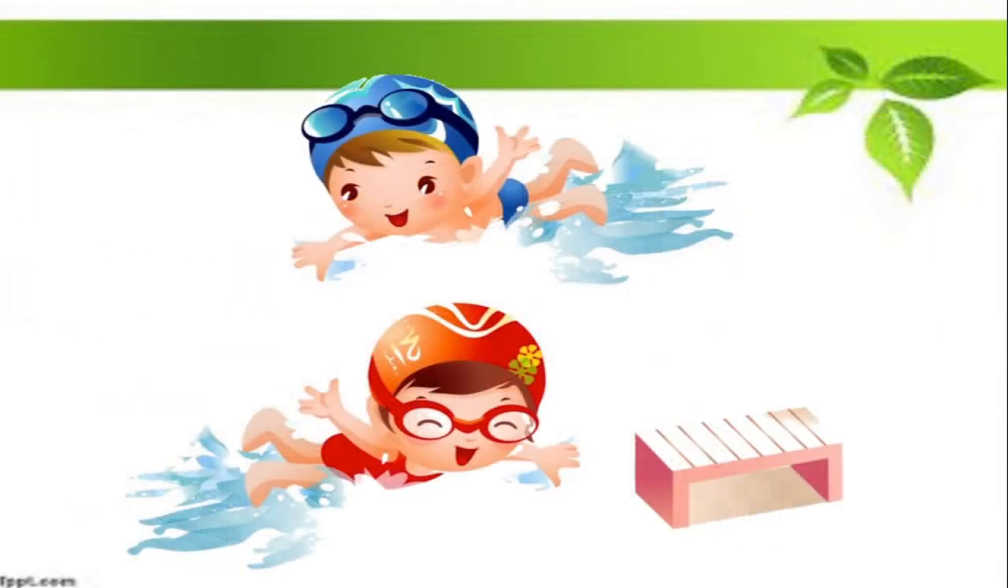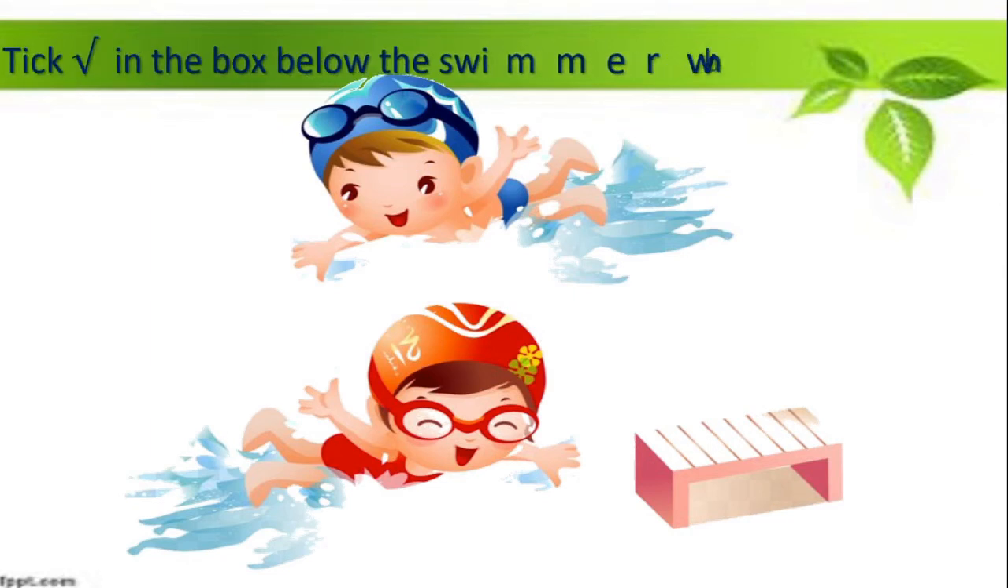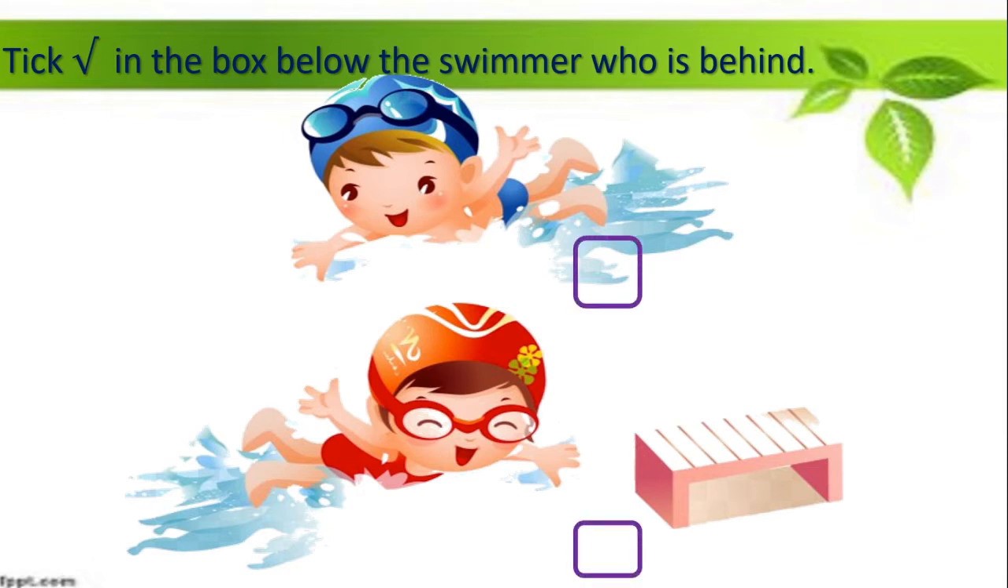Next, here two girls, they are swimming. Here also we have to tick in the box below the swimmer who is behind. Behind means पीछे. Yes, you are right. The girl who is behind is in blue dress, right? So we will tick mark this one because she is behind. And the girl in red, she is in front of that blue girl. Correct?